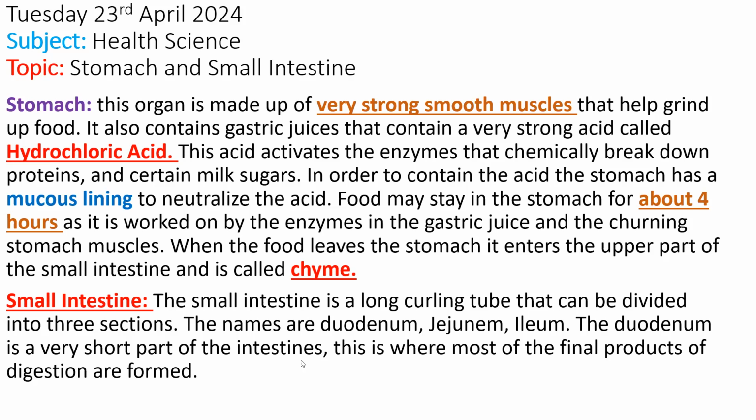Okay, let's try it again. Read the first sentence again. Stomach, this organ is made up of a very strong, smooth muscle that helps grind up food. Good. So what is the name of the type of muscles found inside the stomach? Smooth muscles. Very good. Smooth muscles. Where's Ajani? Yes. Read the first paragraph about the stomach.